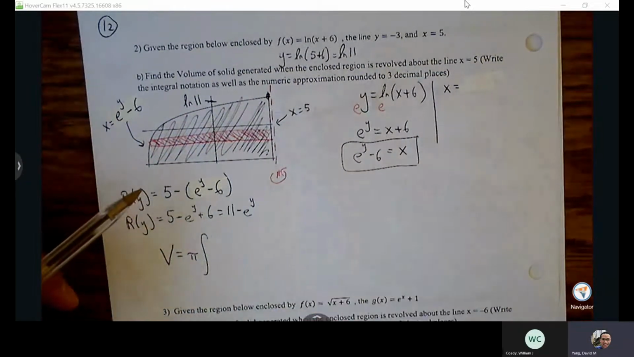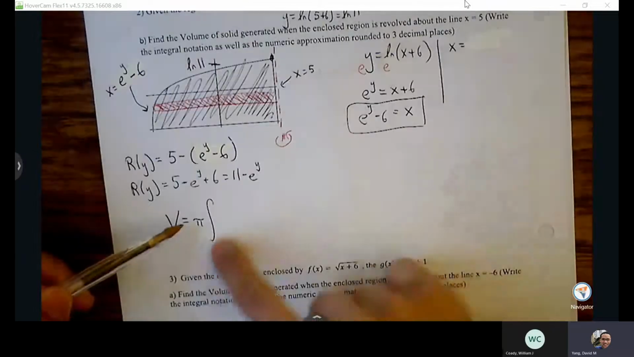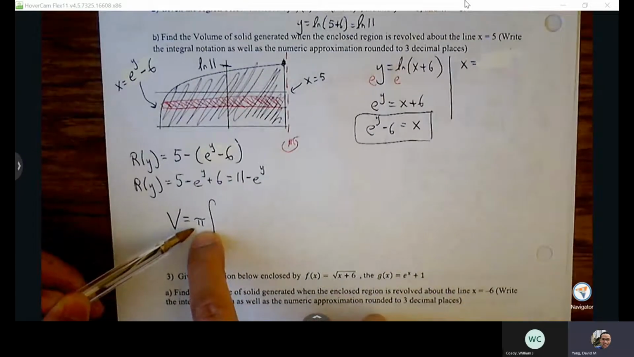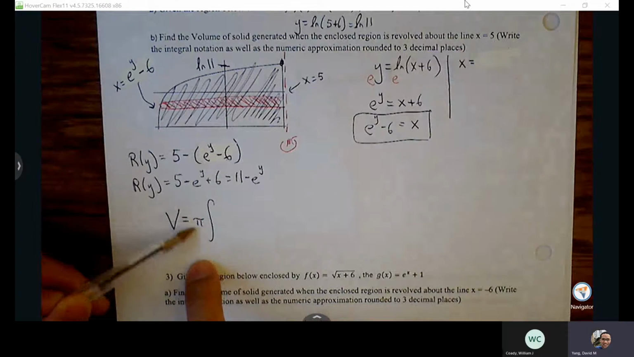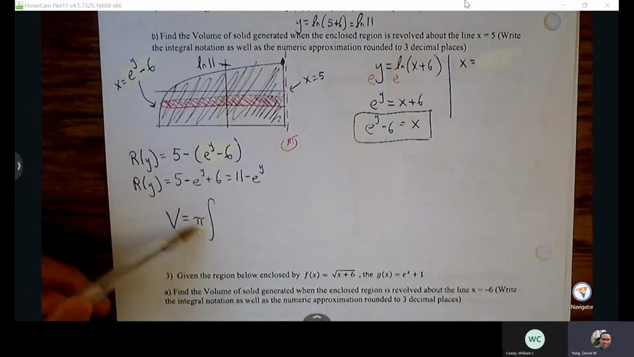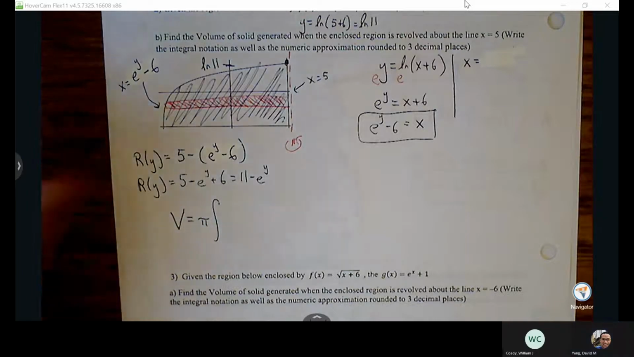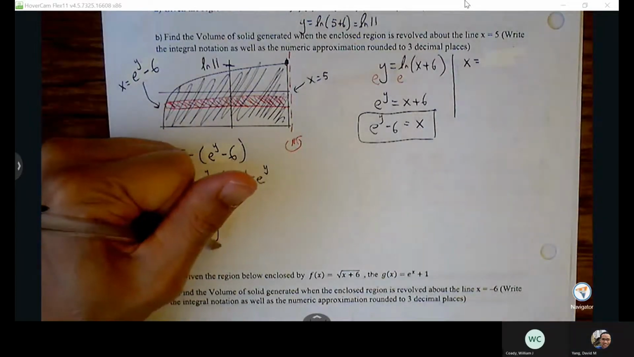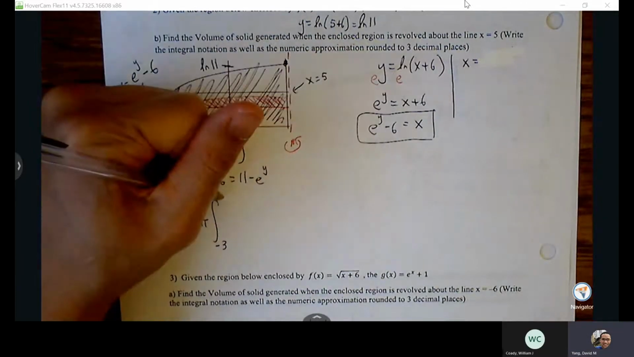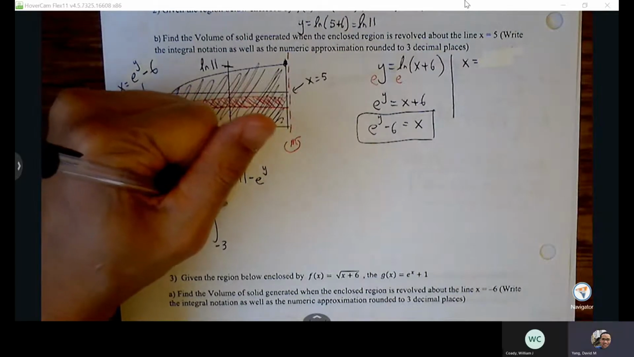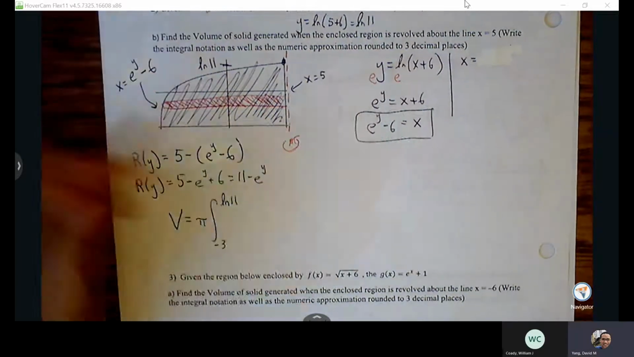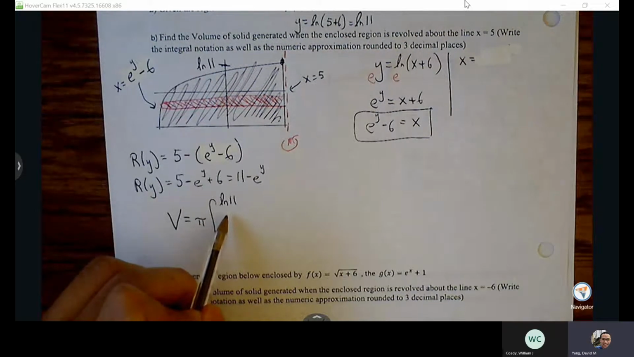Anytime there's rotation, whether it's disk or washer, you'll see a pi coefficient in front. But just be careful that you're not randomly using pi for area or cross-section. Most area and cross-section problems are not going to have pi unless it's cross-section with semicircles. You can say natural log of 11, or you can say 2.398 as indicated on the key.